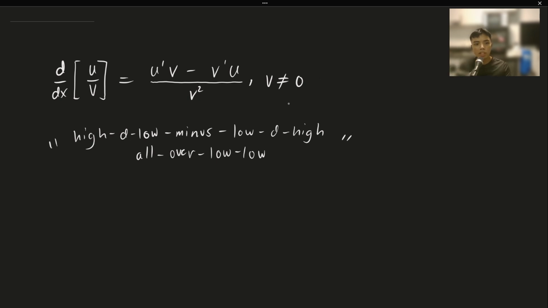Now, it's a bit lengthy to memorize, so this is the phrase I use. Hi, meaning the function at the numerator, d, meaning its derivative, and low, meaning the function at the bottom. So high d low minus low d high all over low squared. It sounds a bit silly, but it does work. And now with that out of the way, let's start with our first problem.